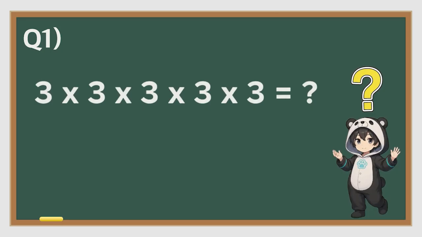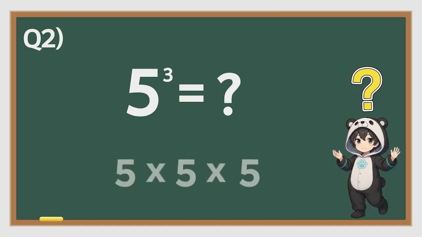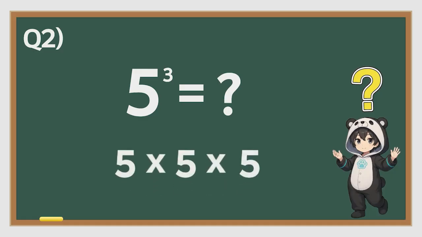Let's try a quick quiz. 3 multiplied 5 times? Easy, that is 3 to the power of 5. Next, what does 5 cubed, or 5 to the power of 3, mean? It means 5 times 5 times 5.